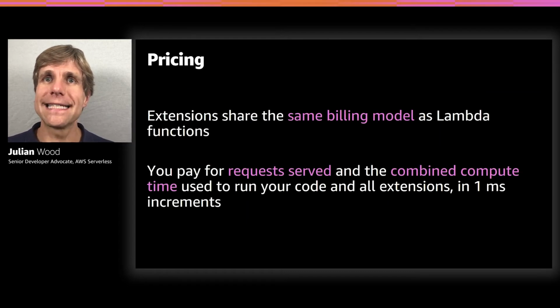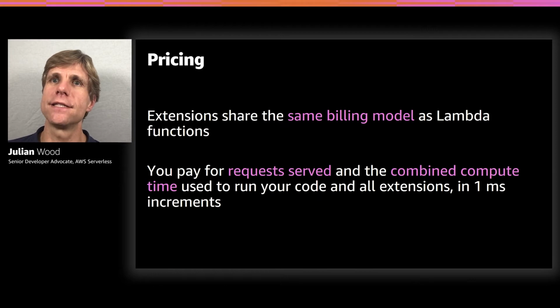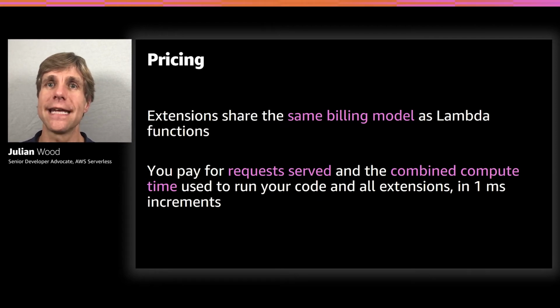For pricing, extensions share the same billing model as Lambda. You pay for requests served and the combined compute time, so this is the time that the function and all extensions run for. And this is measured in 1 millisecond granularity.